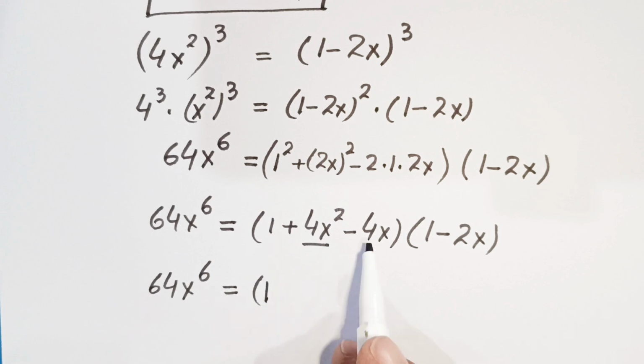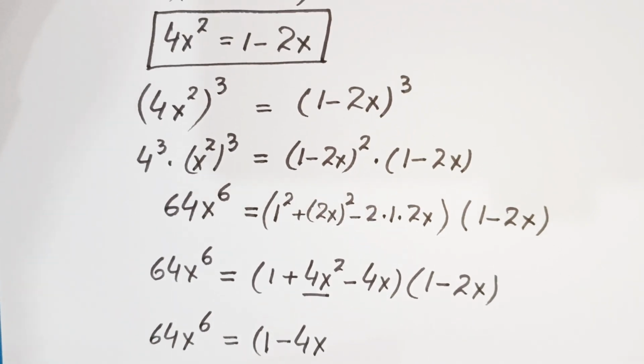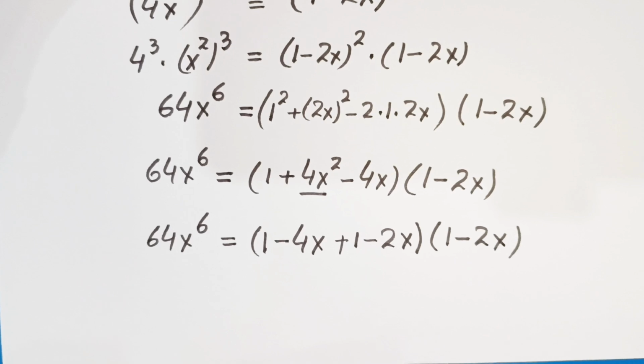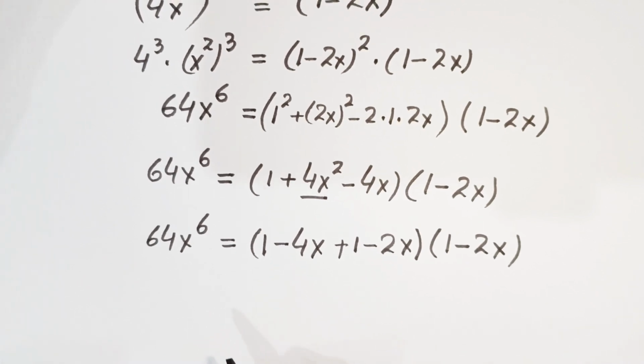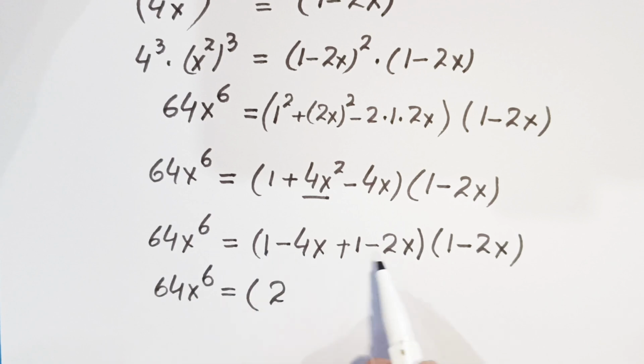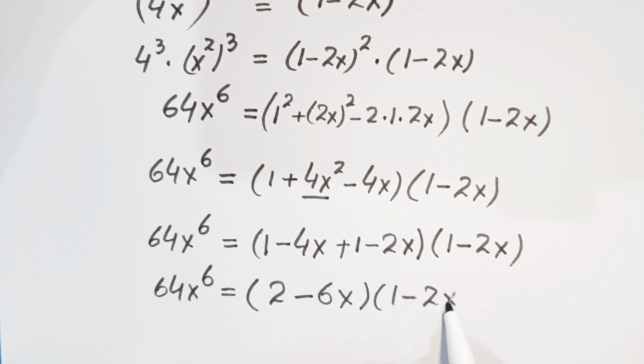So if we write 1 minus 4x squared, putting the value of 4x squared, which is equal to 1 minus 2x, here we just write plus 1 minus 2x and multiply by 1 minus 2x. So we get 64x to the power 6 is equal to, here we have 1 plus 1, which is 2, and minus 4x minus 2x minus 6x, multiply by 1 minus 2 times x.